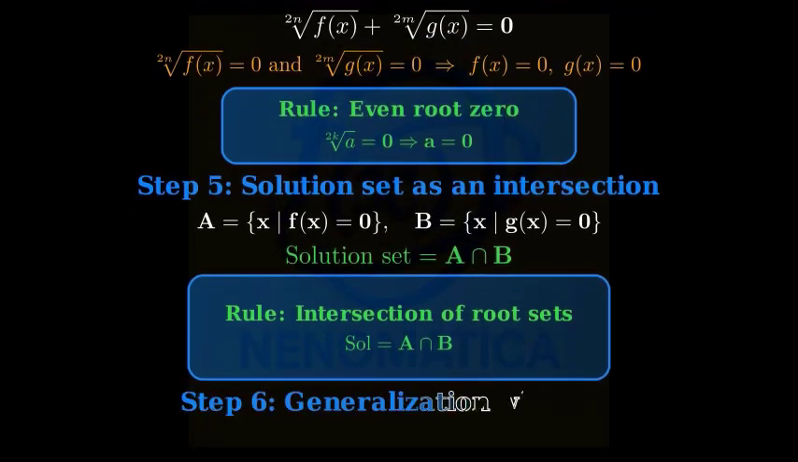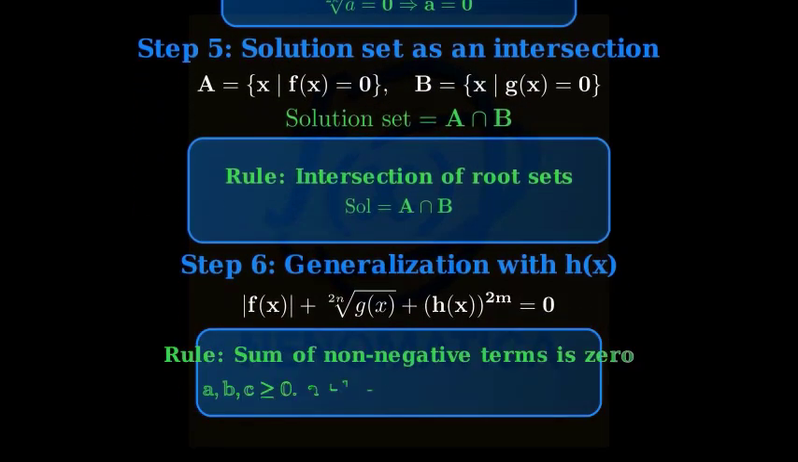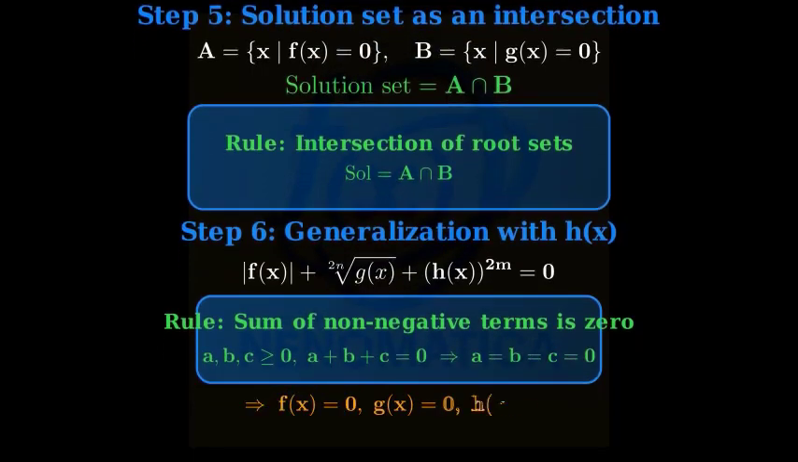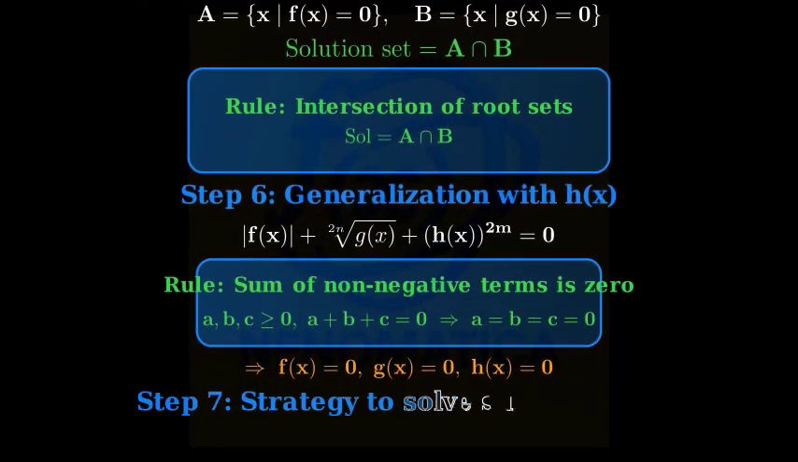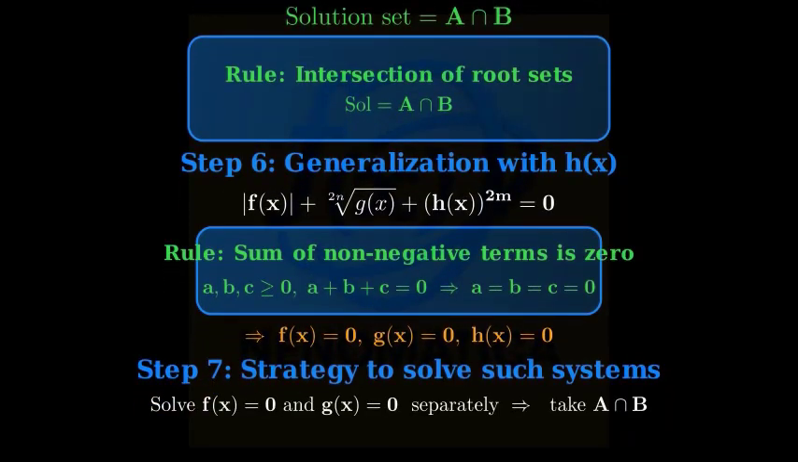Step 6. A useful generalization. If we have the sum of non-negative terms equal to 0, then each term must be 0. Step 7. The practical strategy. Solve f of x equals 0 and g of x equals 0 separately, and then intersect the solution sets.